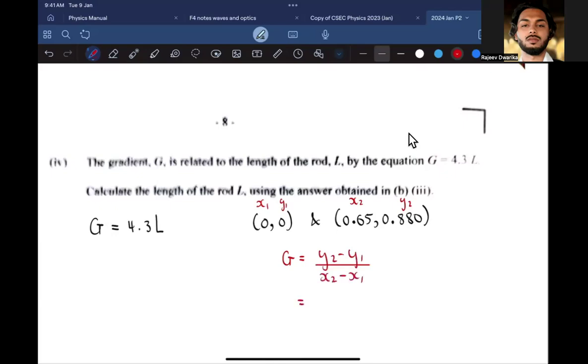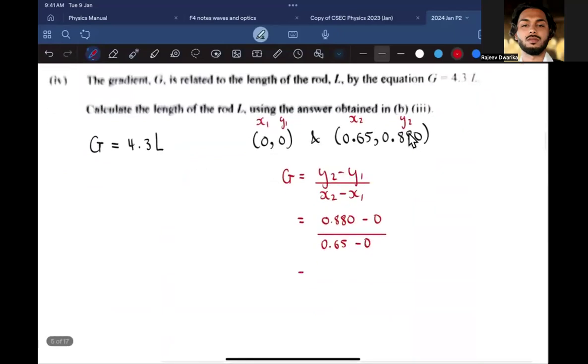So y2 was 0.880, minus y1 was 0. X2 is 0.65, 0.65 minus 0. And so I want you to plug that into your calculator and let me know what you're getting. So I'm getting 1.35. Is anybody else getting that? 1.35?